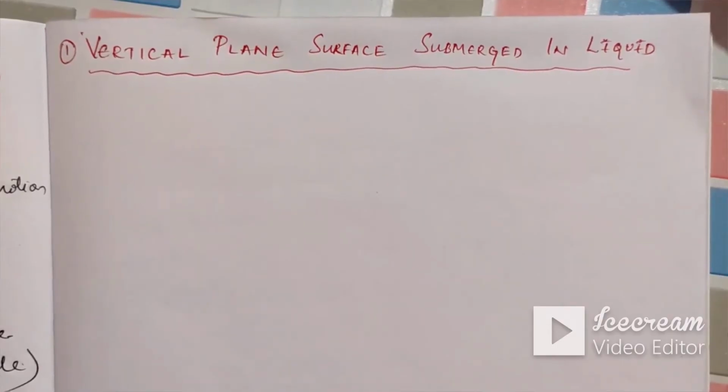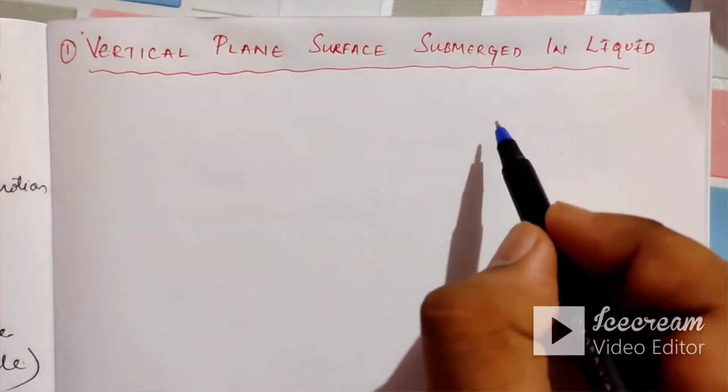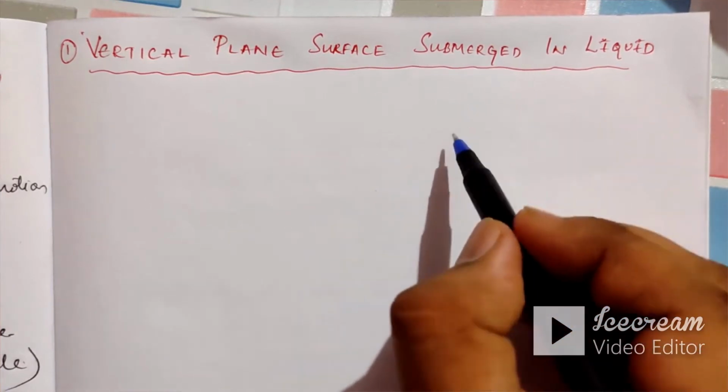So the first case is a vertical plane surface submerged in liquid. It is very easy. So what do we have to consider? We have to consider a vertical plane surface submerged in liquid.